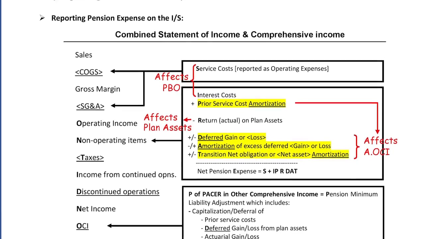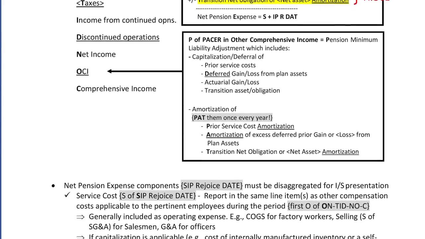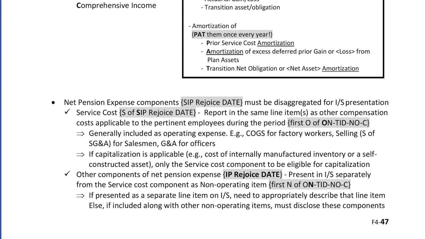Note that the FASB update requires that the net pension expense components, the SIP, rejoice and date, be disaggregated for income statement presentation. So highlight service cost, that needs to be reported as operating expense, as COGS or SG&A. So when you're talking about service cost for the pensions for, let's say, factory workers, that goes into COGS. Service cost for pensions of salesmen, that's selling expense. Let's say service cost for pensions of officers, that's G&A. So this service cost, which is now an operating expense, COGS or SG&A, is reported in the same line item as other compensation costs applicable to the pertinent employees during that period.